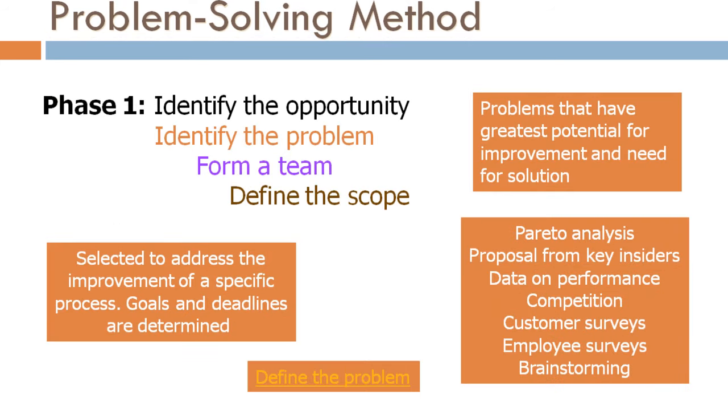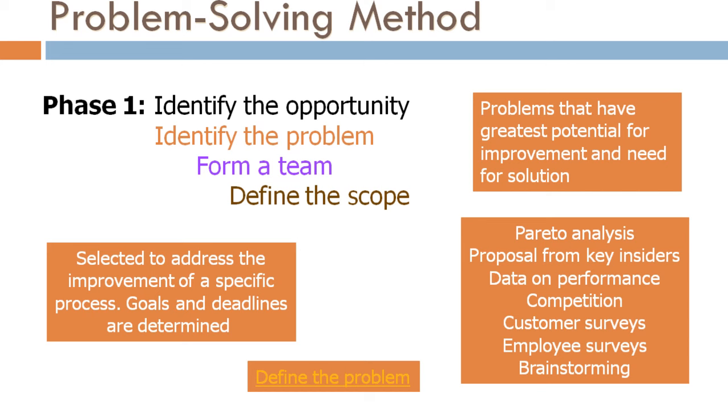So phase number 1, identify the opportunity. And here, once again, is when you identify the problem. But we don't call it a problem, we call it an opportunity. Then you have to form a team and you define the scope. Okay? So, problems that have greater potential for improvement and need for solution. This is what we're looking for.